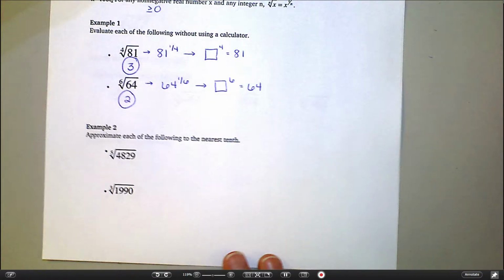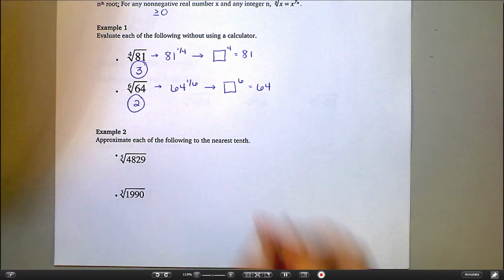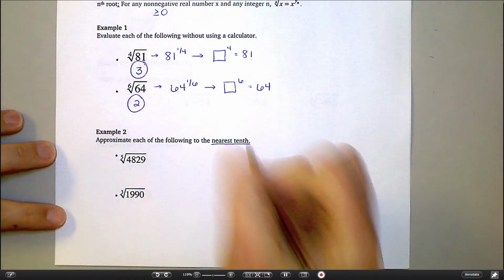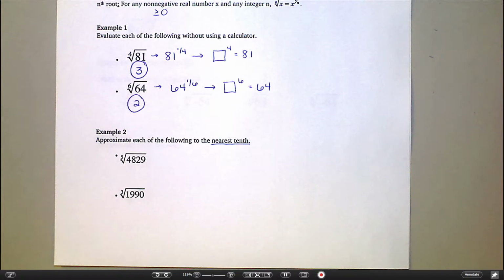All right, so example 2, approximate each of the following to the nearest 10th. The fact that it's telling me to go to the nearest 10th gives me an indication this is going to be a decimal, meaning I'm not going to be able to do this by hand. I'm going to have to use a calculator here. So let's talk about how to type these into a calculator.